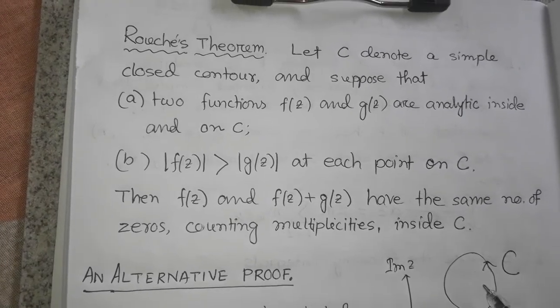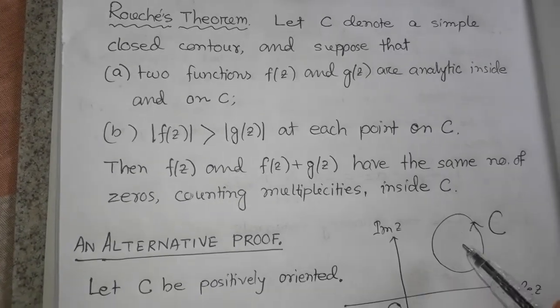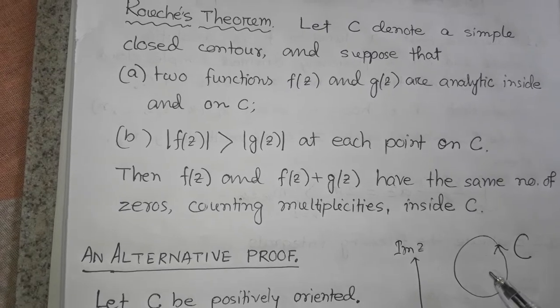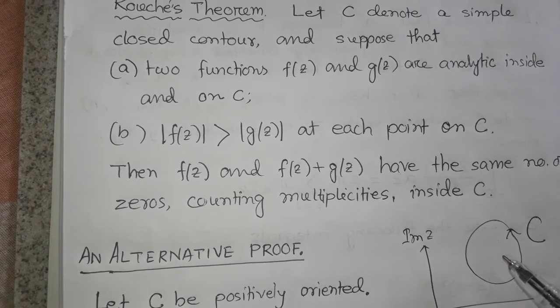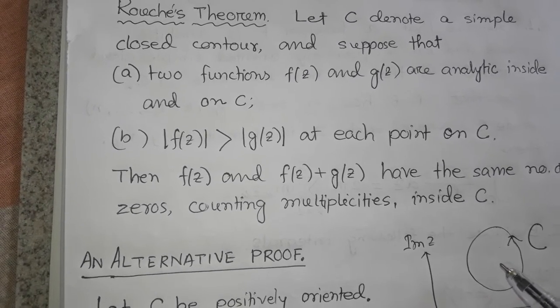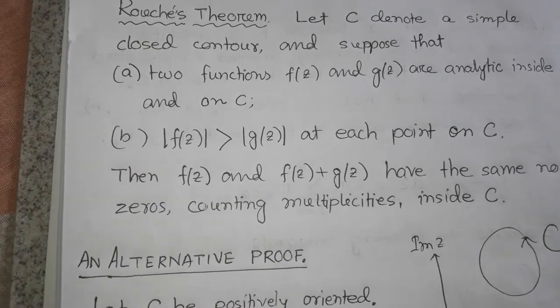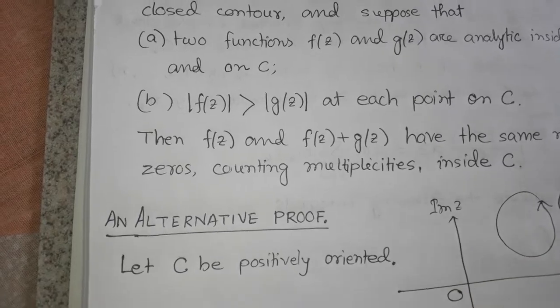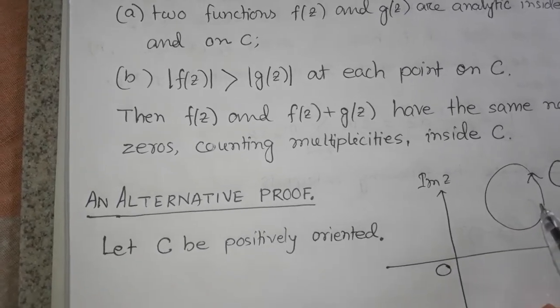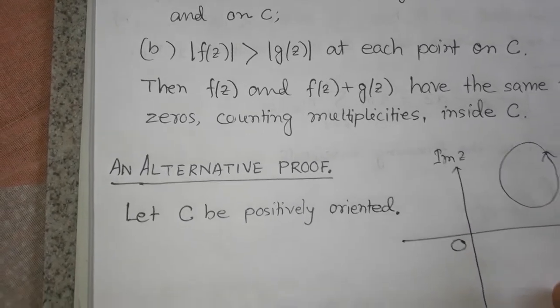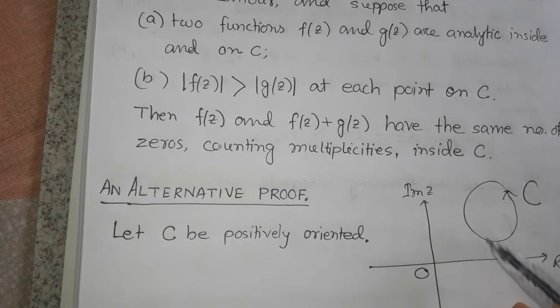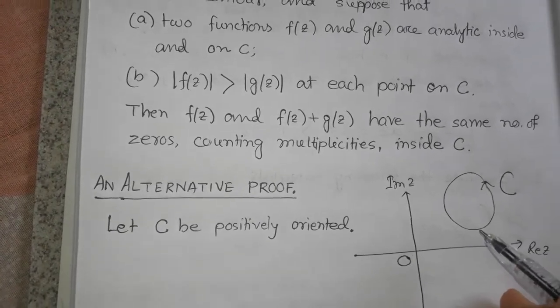So this was Rouche's theorem, and we have given some applications of this. Now we are going to give an alternative proof of this theorem. We already had one proof earlier. So let C be positively oriented. Without loss of generality, we can take that.